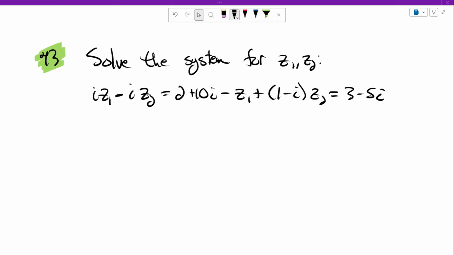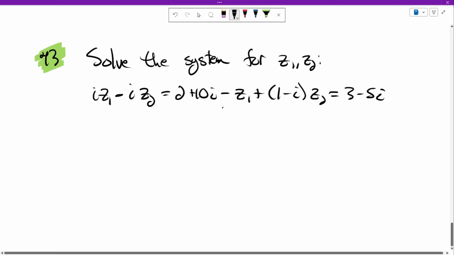Problem number 43, we're going to solve a system where our coefficients are complex numbers instead of real numbers or whatever you're used to solving systems for. So there's a lot going on in how this is presented in the textbook. We're going to first start by translating this to how we normally write down systems. So let's rewrite.